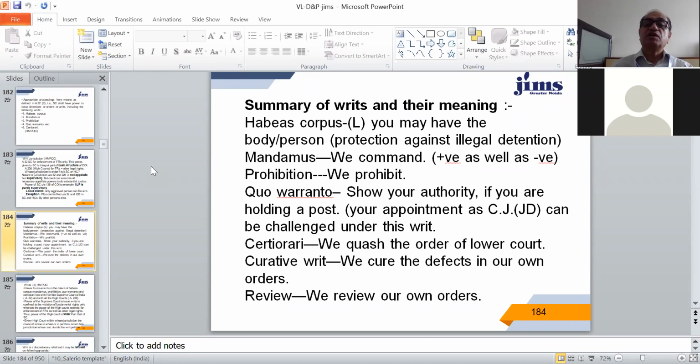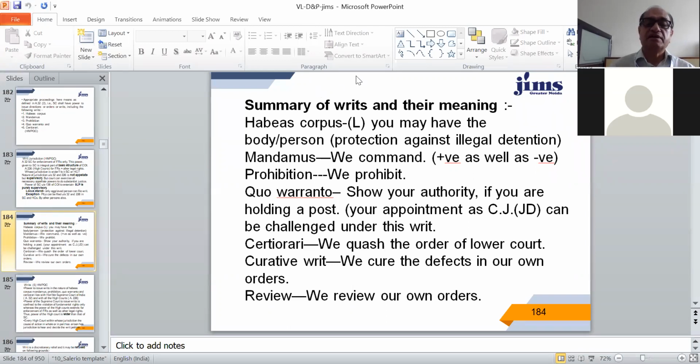Habeas corpus means you may have your body. This writ is a protection against illegal detention. Mandamus means we command, positively as well as negatively. Prohibition means we prohibit. Quo warranto means show your authority. If you are holding a post, I am sure that many of you will become civil judge junior division after completion of your BA LLB. So your appointment as civil judge junior division can be challenged under a writ of quo warranto. And in certiorari, we quash the order of the lower court.